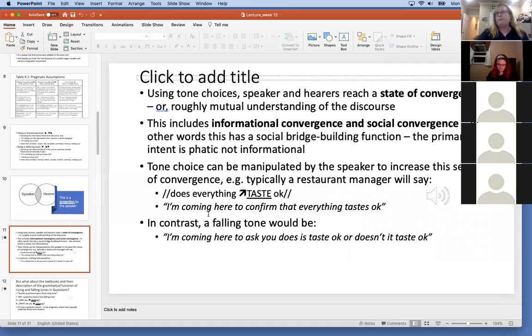So this is called a state of convergence, and it includes not just informational convergence, so not just saying, this is the information that you need, I assume you know this already, or I assume it is new, but also what's called social convergence. And social convergence is this idea of building solidarity, right? So it's a social bridge building function.